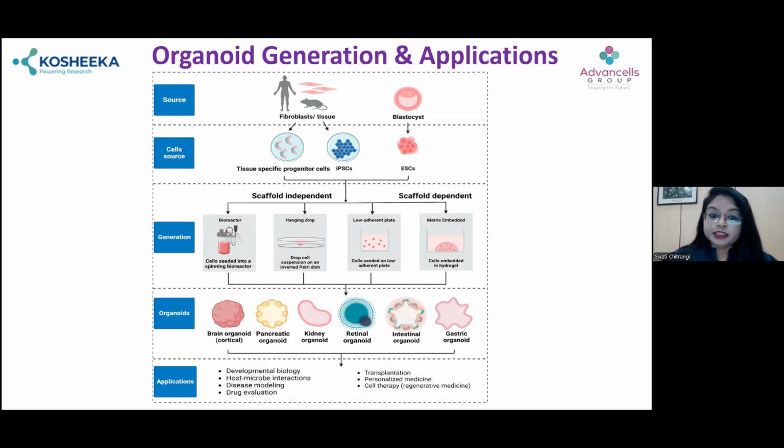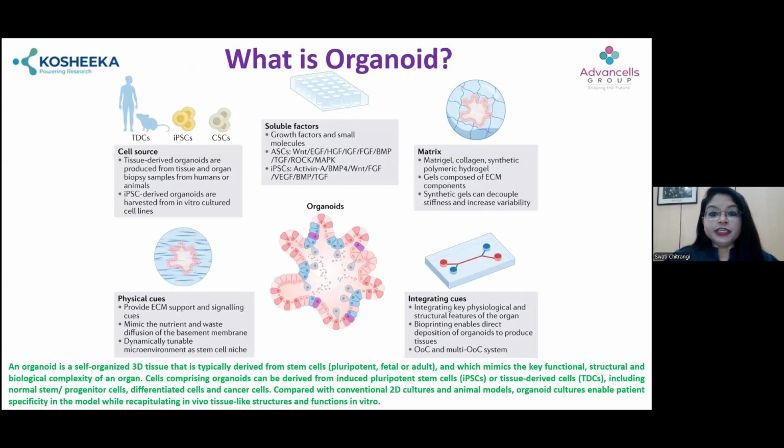So what are the applications? There are multiple applications of these organoids. They have application in developmental biology, host microbe interactions, disease modeling, drug evaluation, as I already mentioned in the drug discovery paradigm. Then transplantation, it can be used for regenerative medicine also, personalized medicine for cancer. Cancer is a very heterogeneous disease. And then cell therapy.